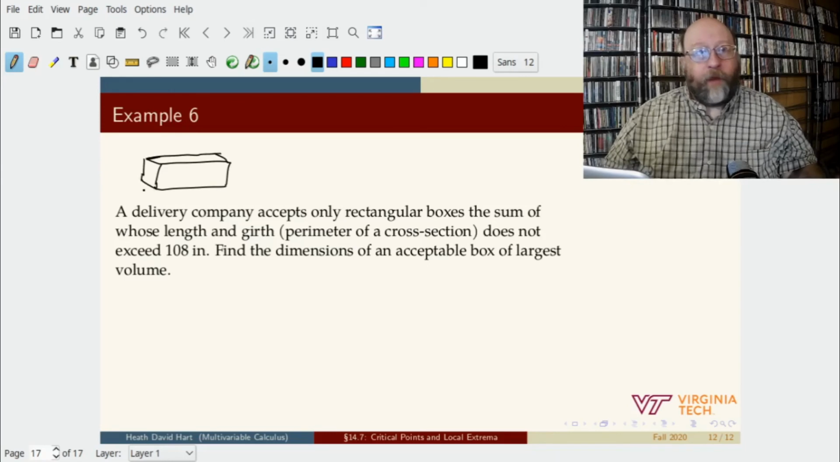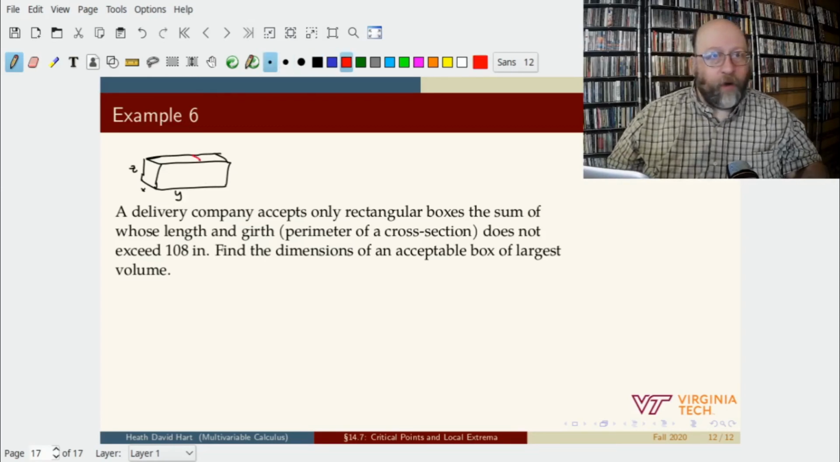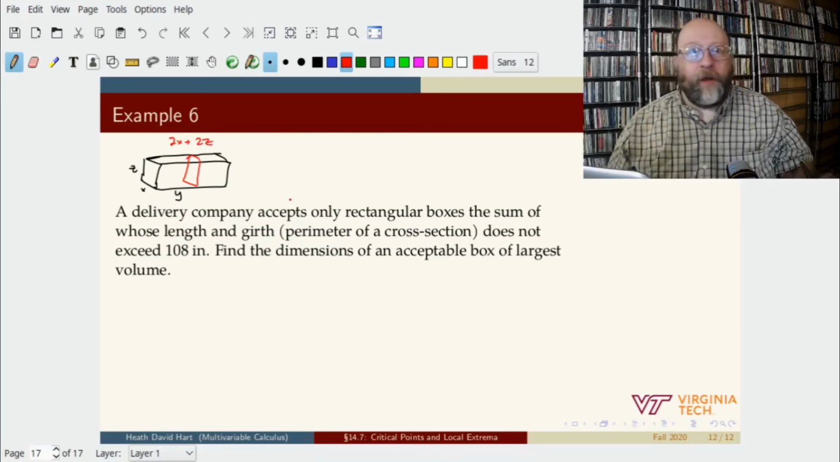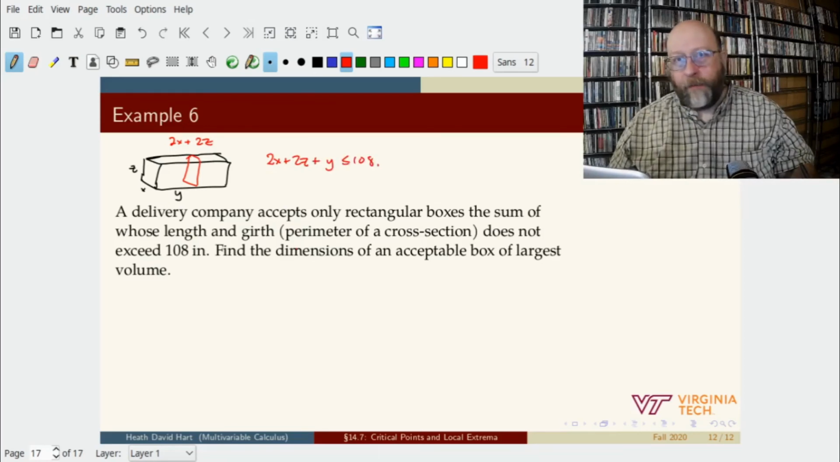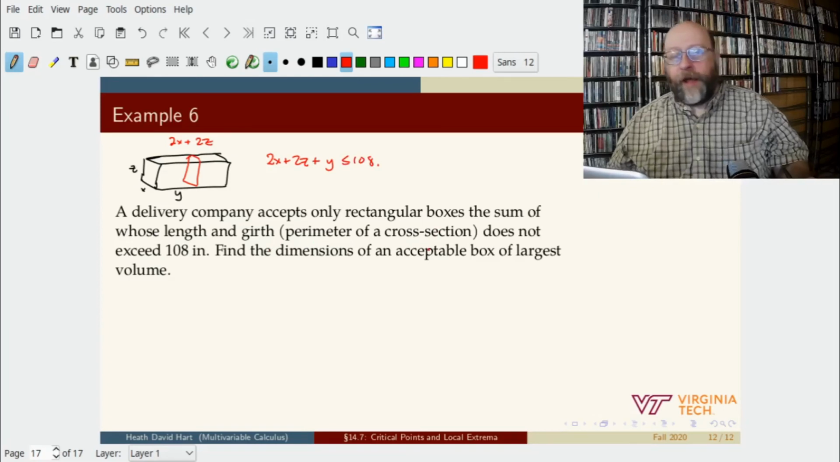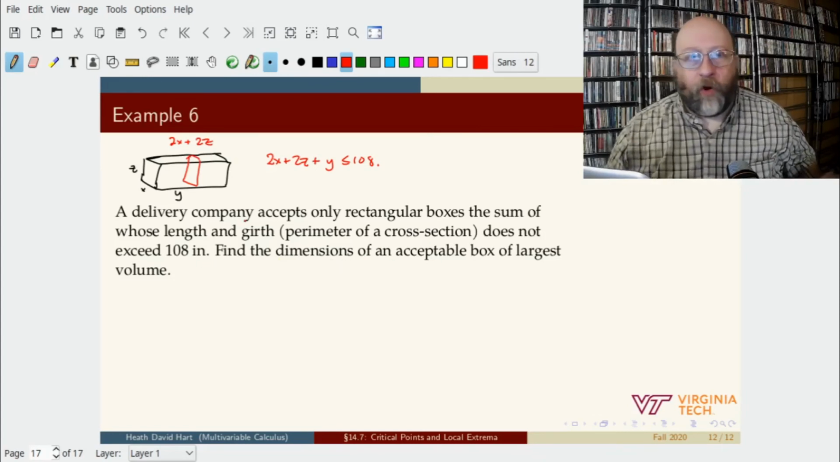And this rectangular box has an x-coordinate and a y-coordinate and a z-coordinate. And when we talk about the girth of the box, we're talking about the distance all the way around, which is 2x plus 2z. And the requirement here is that the sum of the length and the girth, so 2x plus 2z plus y, has to be less than or equal to 108. That's the restriction that they have. So what are the dimensions of an acceptable box of largest volume?